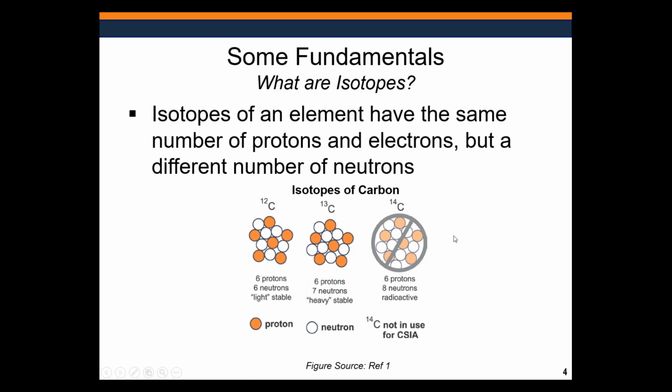There's another form of carbon, which is carbon-14, that I'm sure all of you are aware of. This is a radioactive isotope, and with stable isotope analysis, we're not talking about radioactive isotopes that decay over a period of time.